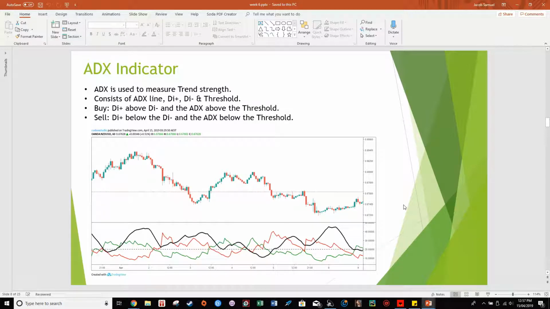Then you have a threshold level. You see this horizontal level here? Generally it's at the 20 mark. It could be sometimes at 23, 24, depending on the indicator you're using, but it's generally at that mark. The way that works is this. Let's not look at the DI plus or the DI minus right now. Let's just look at the ADX, the black line. If the ADX, write this down.